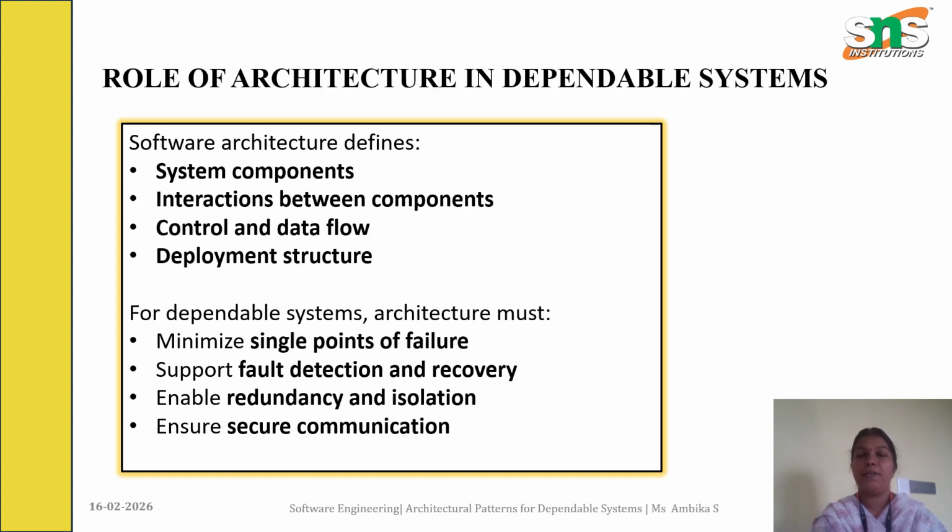Role of the architecture in a dependable system. The software architecture defines the system components and how they interact, the control and data flow, and also the deployment structure. For a dependable system, the architecture focuses on minimizing failure, supports fault detection and recovery, enables redundancy and isolation, and also ensures secure communication.